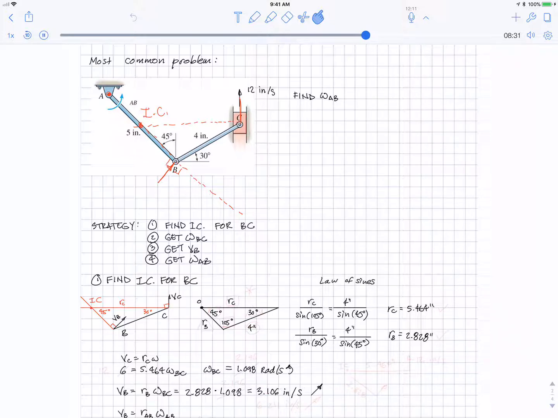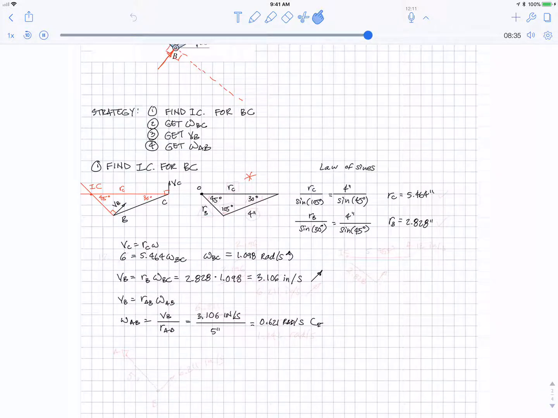And so I've redrawn that triangle down here. Okay, so I'm calling the distance from the instantaneous center, which I've labeled O, to point C, RC, and I've called the distance from the instantaneous center to point B, RB. So we know this angle here is 45 degrees, alternate interior angles. We know this angle is 30 degrees, and 30 plus 45 is 75, and 180 minus 75 means this angle ends up being 105 degrees. And so then we need to figure out RC and RB. Just going to use the law of sines. So we got 4 inches divided by sine of 45 degrees will equal RC divided by the sine of 105 degrees. And so that gives RC is 5.46 inches.